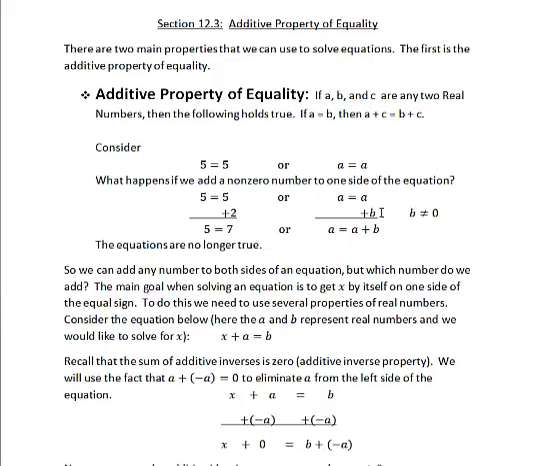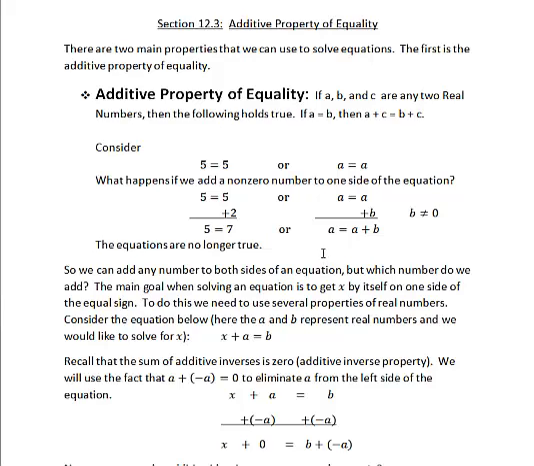If we add a number only to one side, then we get an equation that in the end is no longer true. A does not equal a plus b if b is not 0. So what we want to do is maintain the number that we have on both sides.